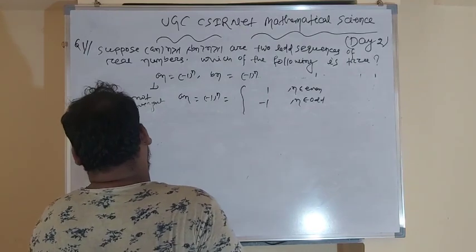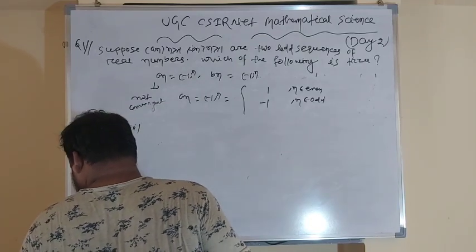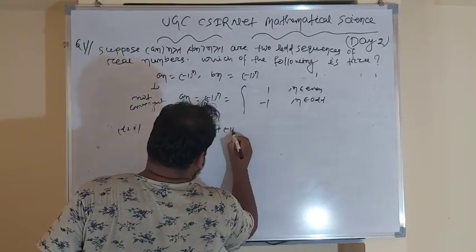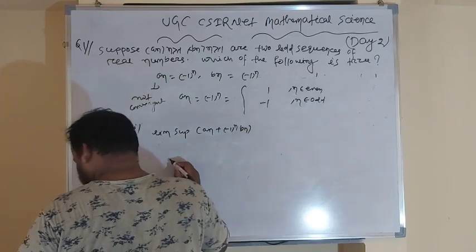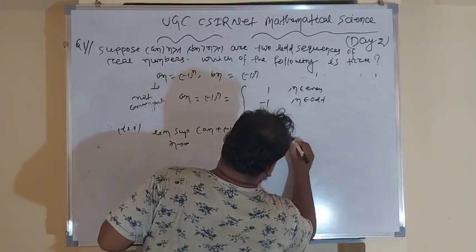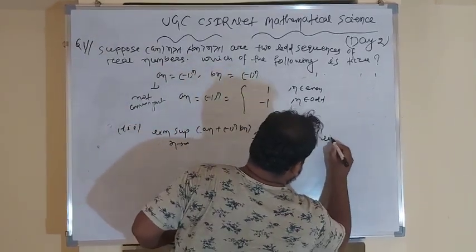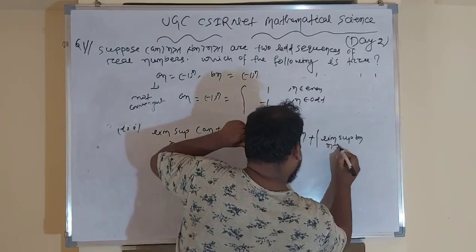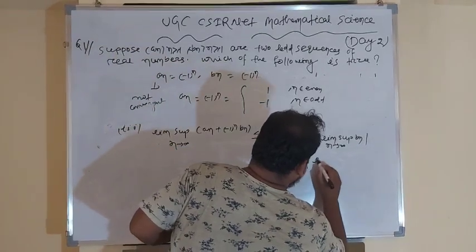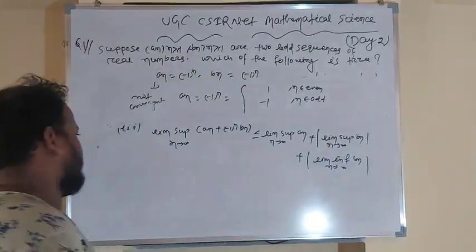Option 3 is limit supremum of (an plus (-1)^n over n into bn) as n tends to infinity, less than or equal to limit supremum of an as n tends to infinity plus limit supremum of modulus bn as n tends to infinity plus limit infimum of bn as n tends to infinity. This is a very interesting sequence type question.